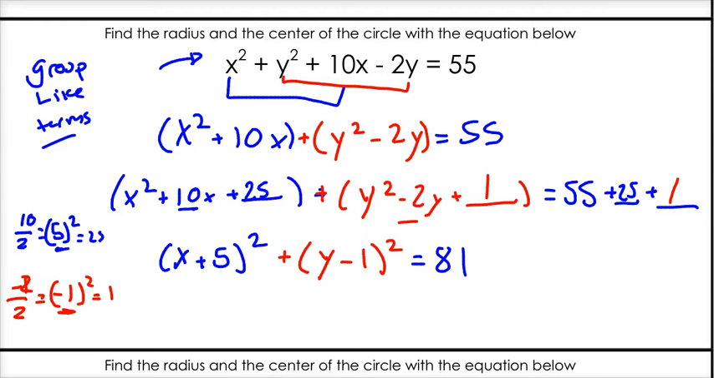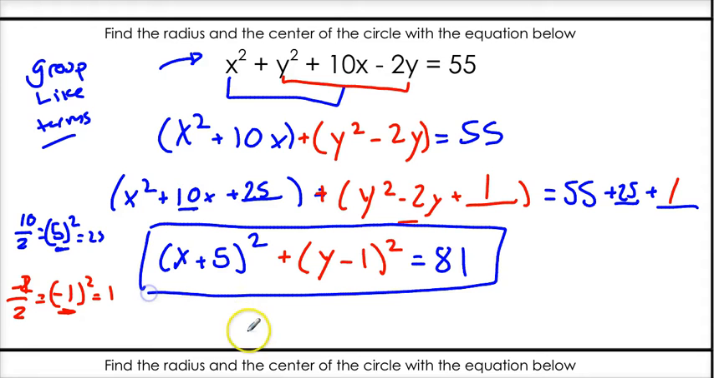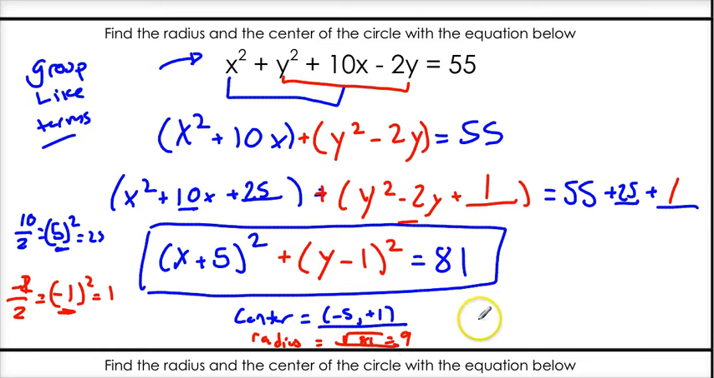So since we want to find the center and the radius, let's write this down. We got our nice looking equation right now. It's in the form that we know. Its center is equal to negative 5, negative 1. Why am I saying that? It's negative 5, positive 1. And our radius is equal to the square root of 81, which is just 9.